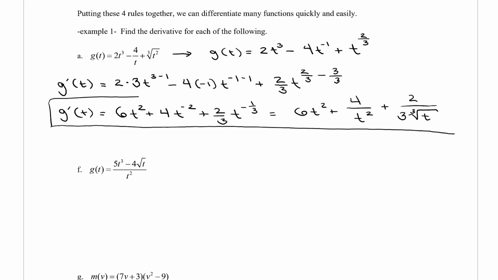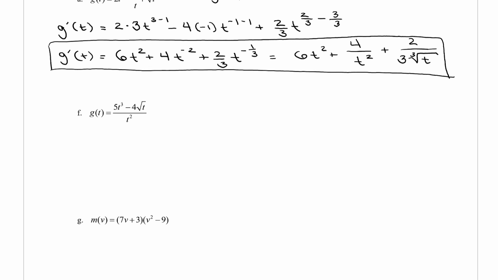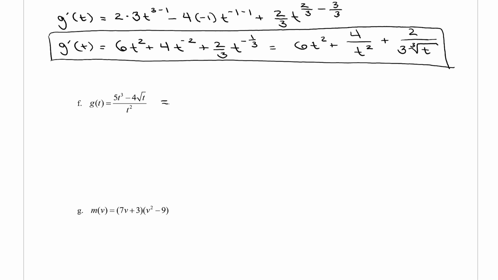B. g of t is equal to 5t cubed minus 4 square roots of t over t squared. I'm going to rewrite this. So this is going to be equal to 5t cubed over t squared minus 4t raised to the 1/2 power over t squared. This is equal to 5t raised to the 3 minus 2 power minus 4t raised to the 1/2 minus 2 power if I use the quotient rule.